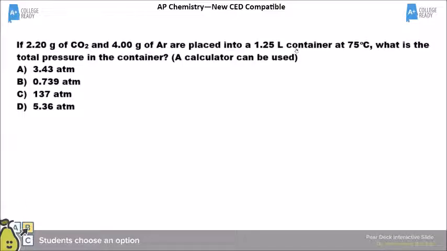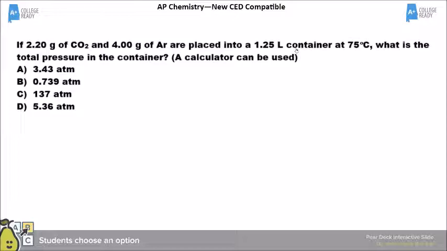So here's a calculator question that you might find. If you have 2.2 grams of CO2 and 4 grams of argon, what is the total pressure in the container? We're going to be using PV equals nRT. So we need to know the V, the volume. We need to know the R value, which you can find on your reference sheet. And we need to know the temperature in Kelvin.